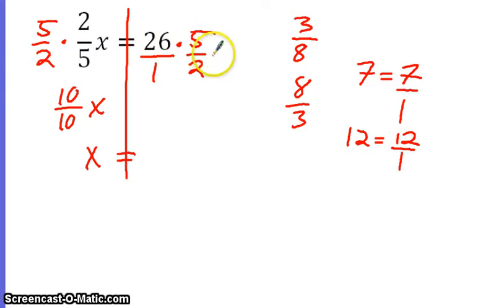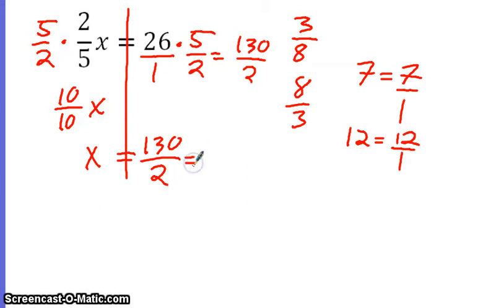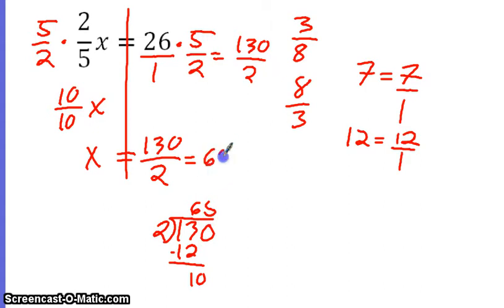So I do 26 times 5, and that's going to be 130. And 1 times 2 is going to be 2. And so I've got 130 over 2. And since 130 is divisible by 2, I can simplify that and just take 130, divide it by 2, goes in 6 times. I get 65. So x is 65.